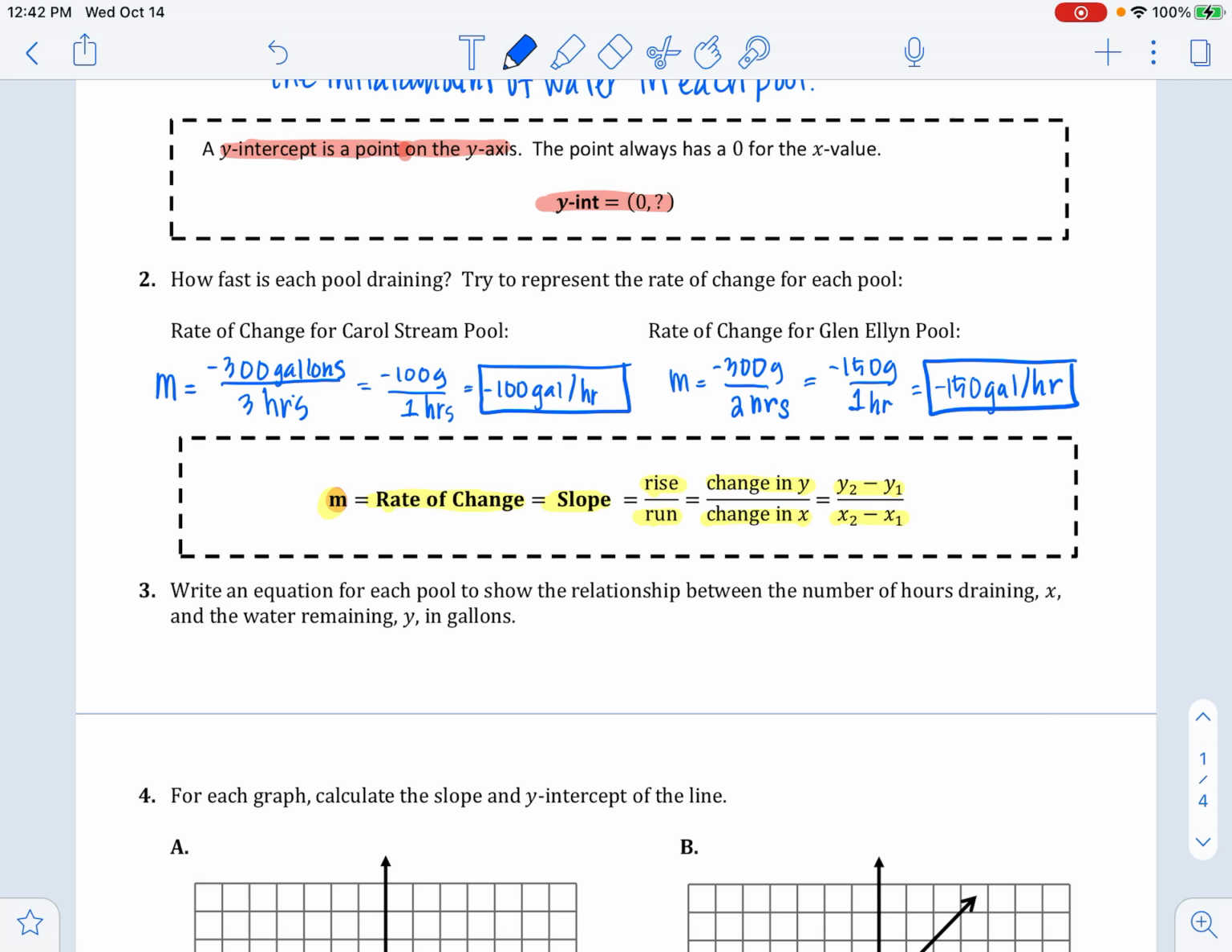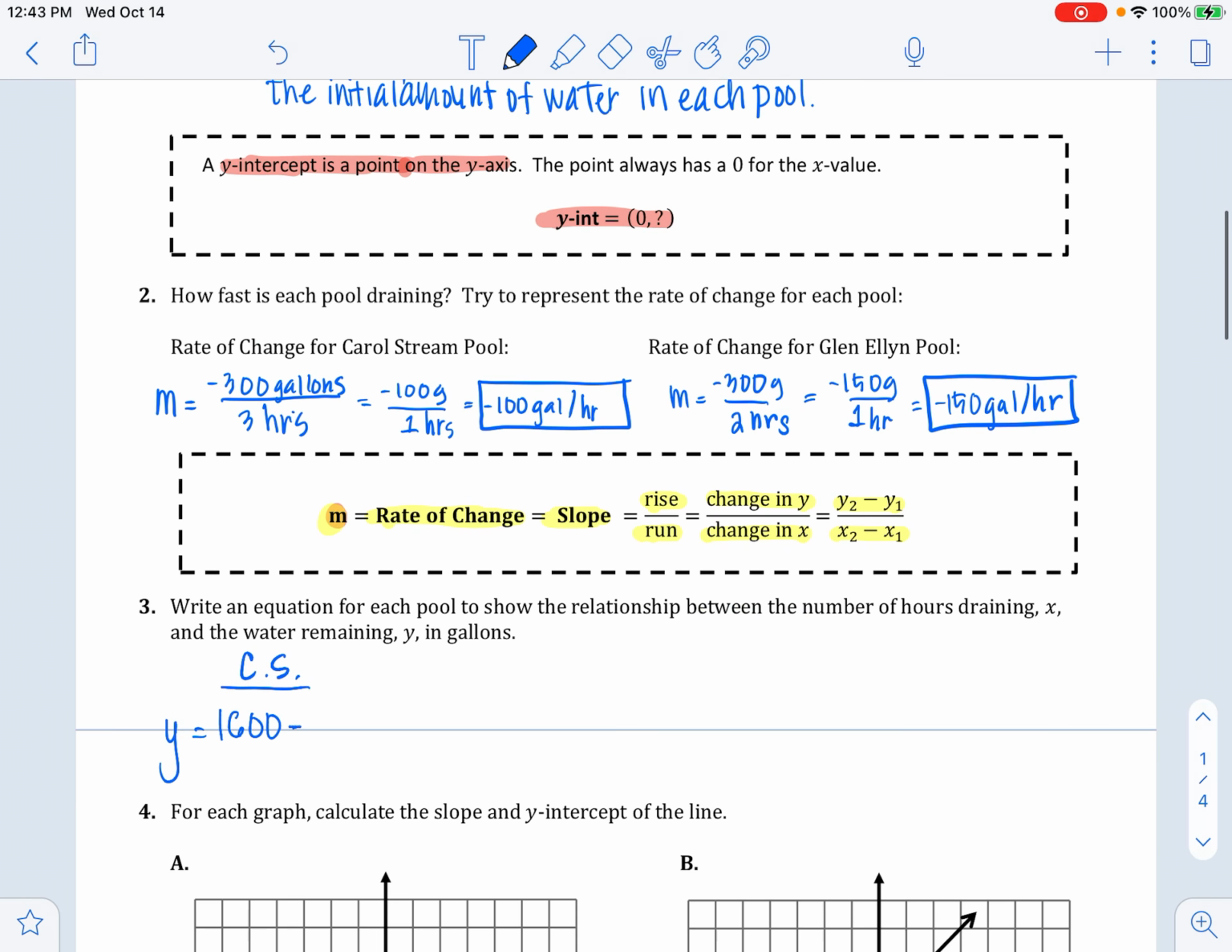Okay. Next it says write an equation for each pool to show the relationship between the number of hours draining, x, and the water remaining. So I'll start with Carroll Stream. I'm going to abbreviate it CS. I'm going to use y, so I'll do y equals. You can use f of x equals whatever you want to use, C of x. All right, so I'm going to do my initial amount, which is 1,600, minus, and it's draining at 100 gallons per hour, so 100x. So you could have also had y equals negative 100x plus 1,600.